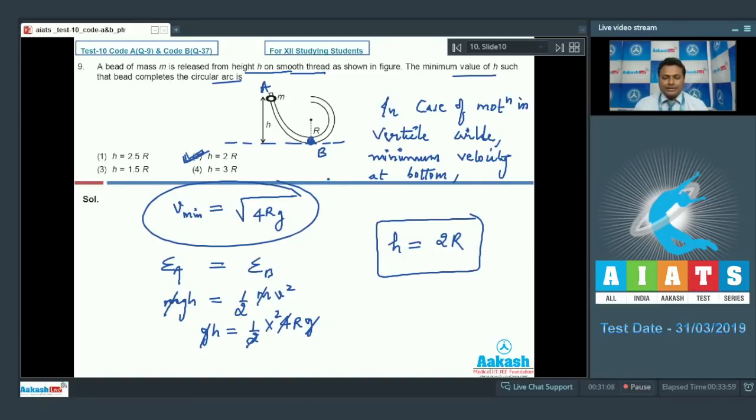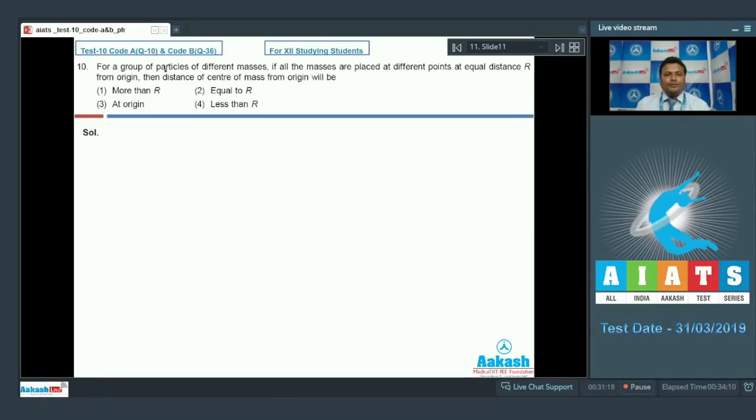Now let us proceed to the next question, that is question number 10. Here is question number 10, everyone. For a group of particles of different masses, if all the masses are placed at different points at an equal distance r from the origin, then the distance of the center of mass from the origin will be. You have 4 options: more than r, equal to r, at origin, or less than r.